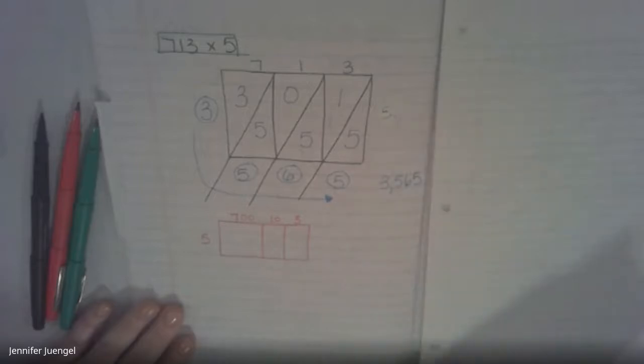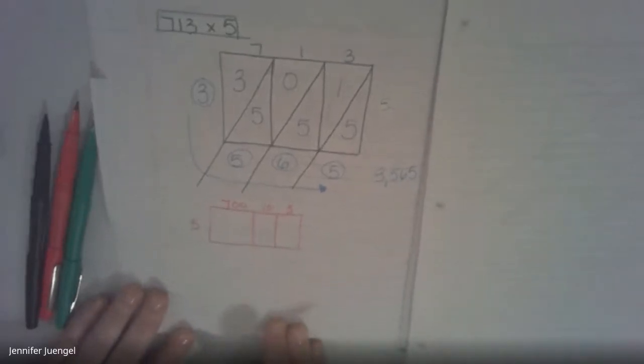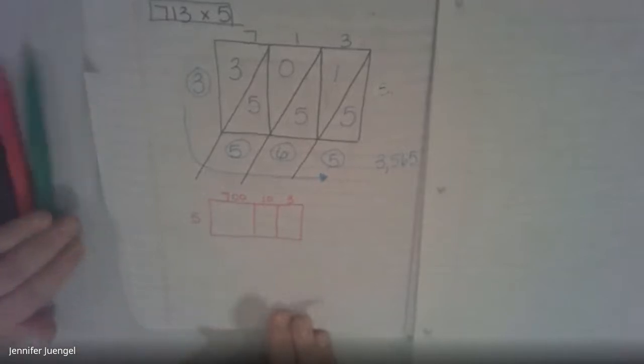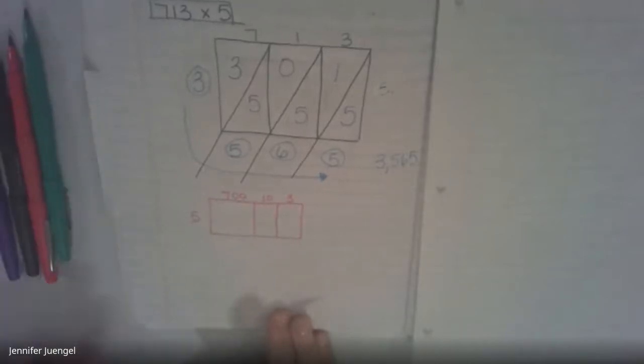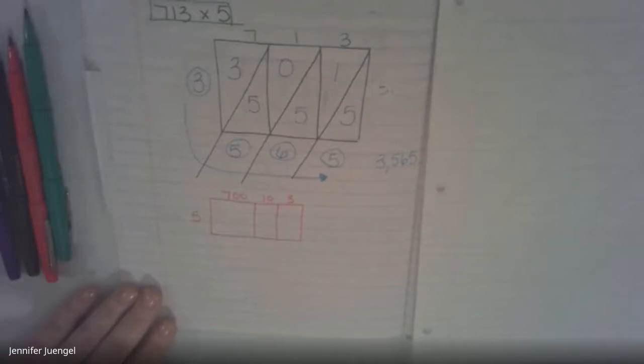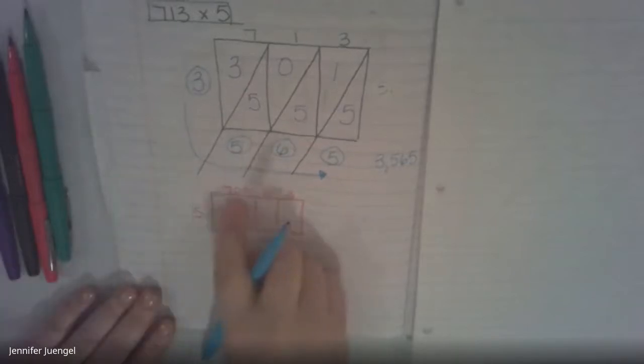3,565. Now, just to make sure that I've got everything in order, I'm going to double check using a strategy that I have practiced with a little bit more and that I know really, really well. So I did my partitioning rectangles. It's a little bit different, but I know it really well. So I'm going to do my base problem.